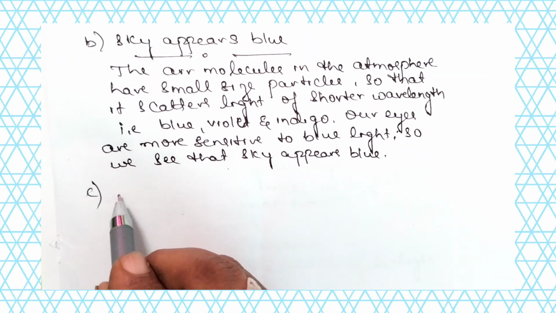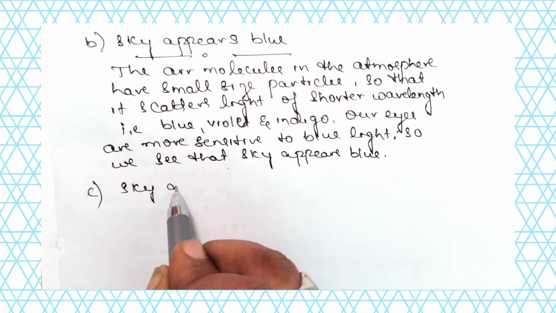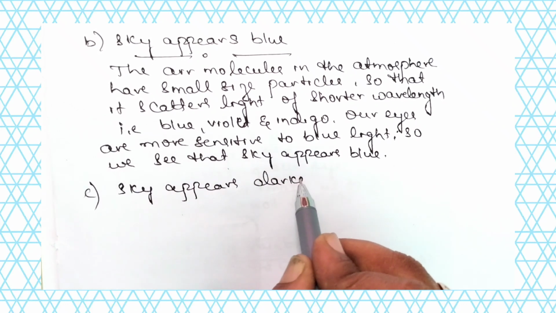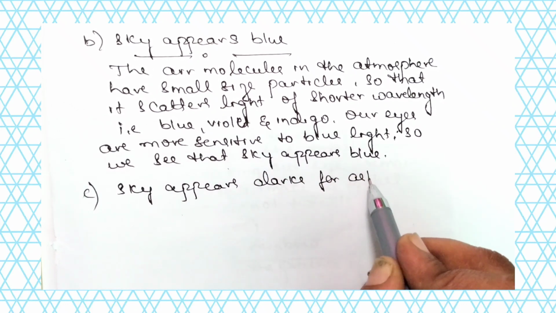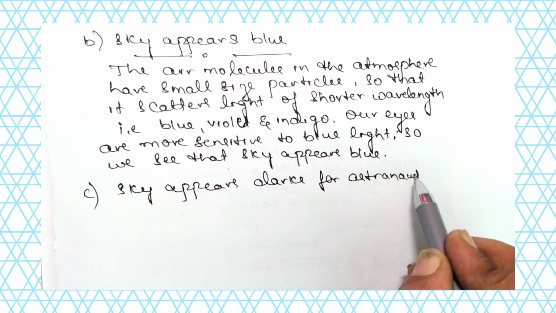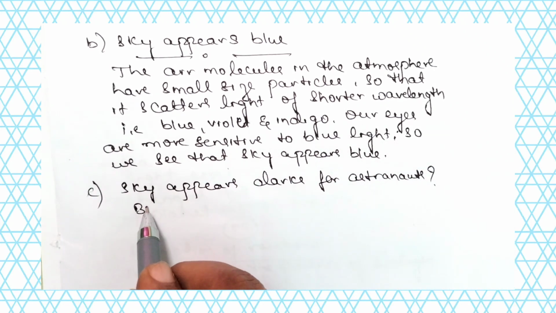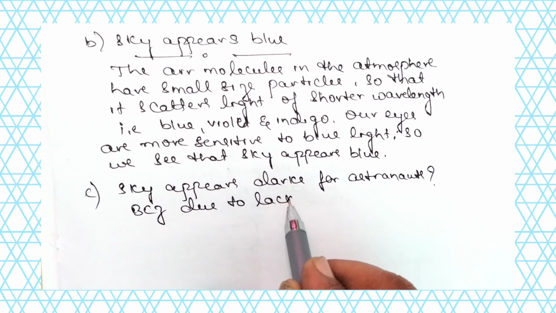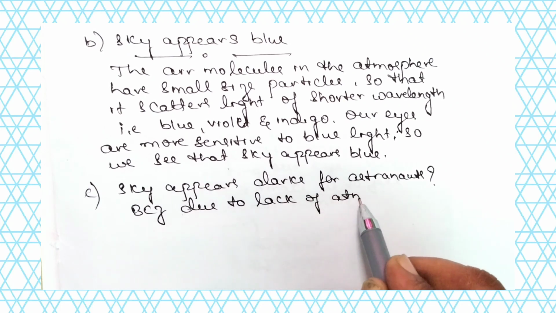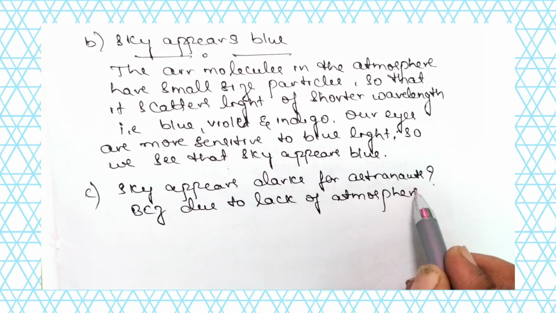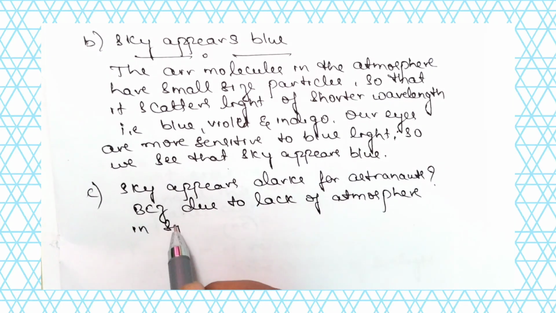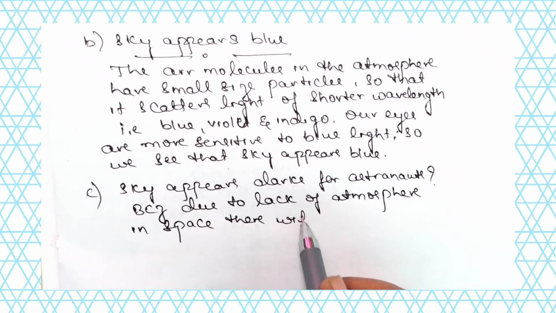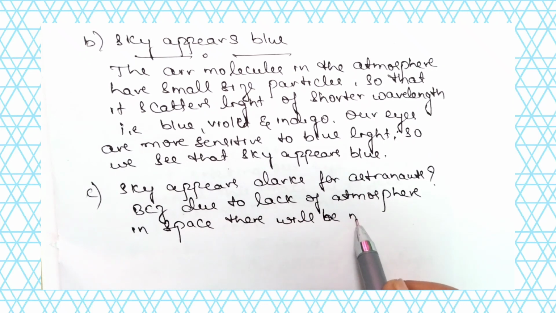So there is one more question, sky appears dark for astronauts. So now let us answer for this question. Because due to lack of atmosphere in space, there will be no refraction.